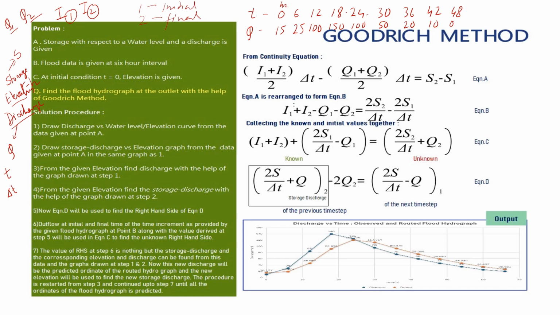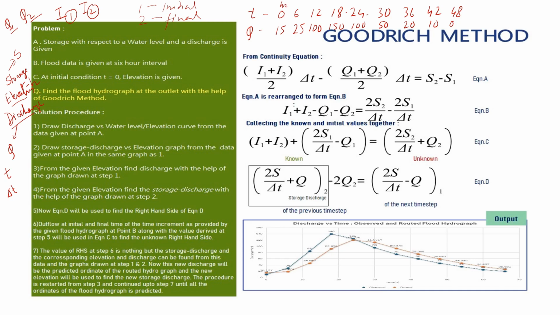So let us come back to our problem. You will have a table where it will be given the storage in a reservoir, the water stored in a reservoir, and its corresponding water level and its corresponding discharge or outflow.